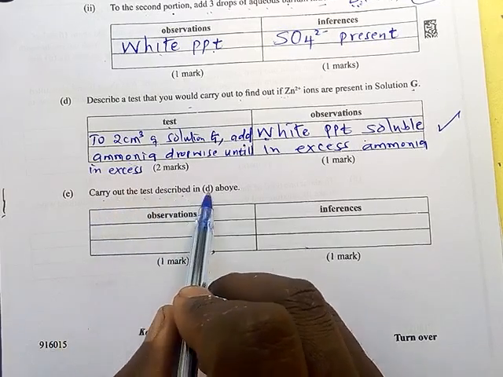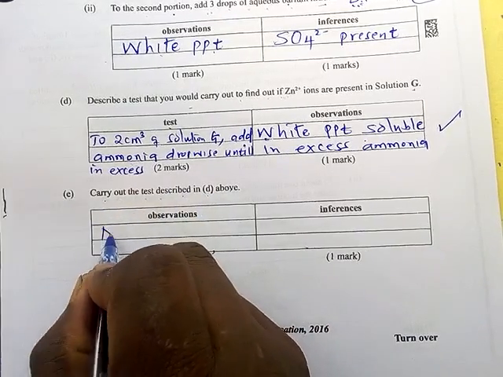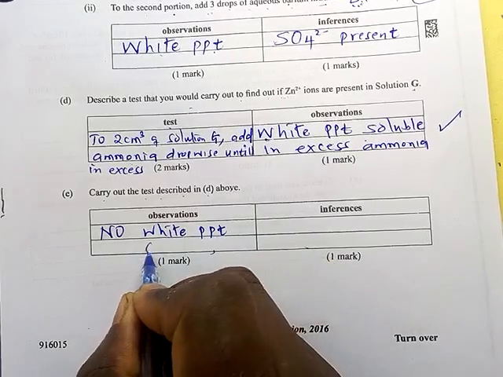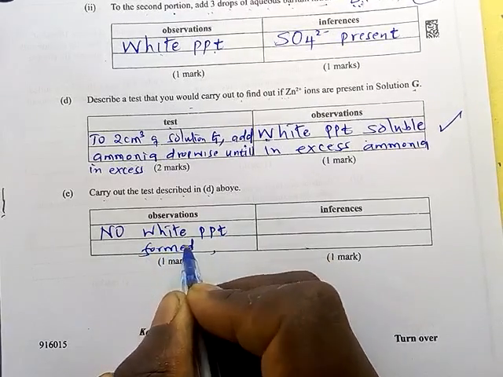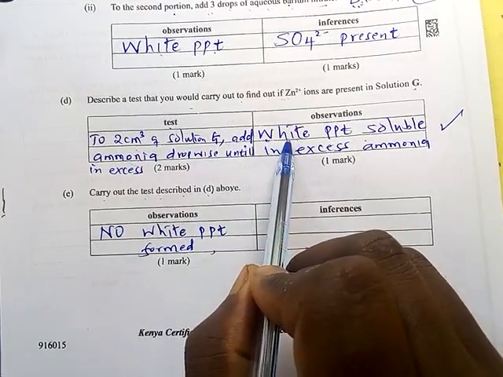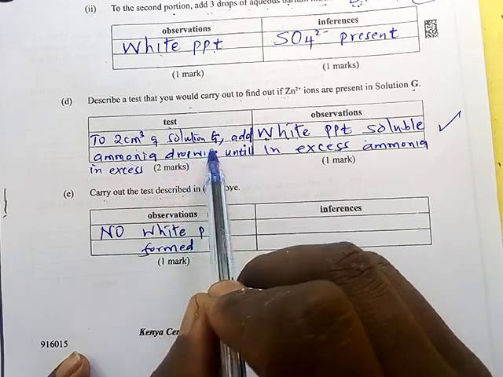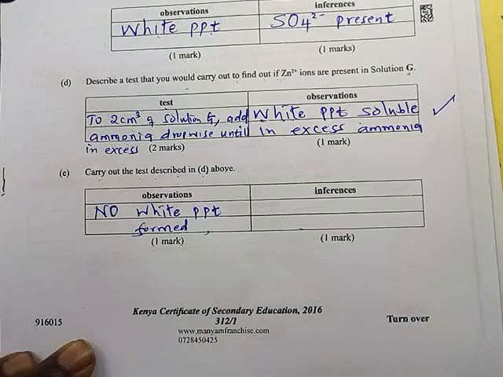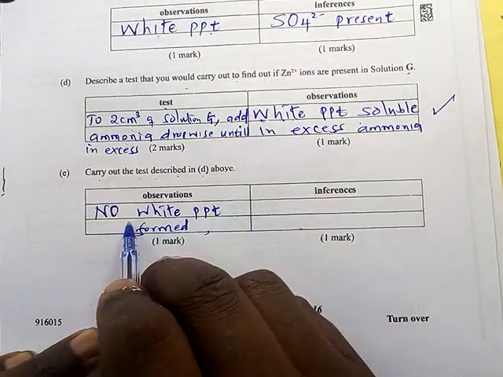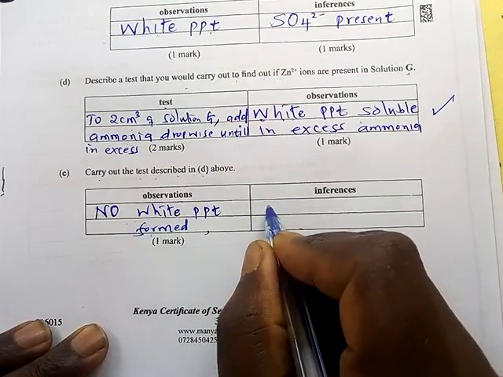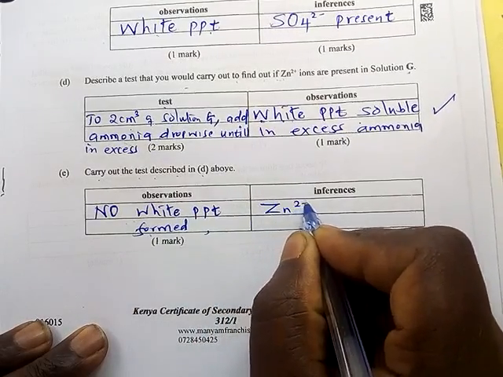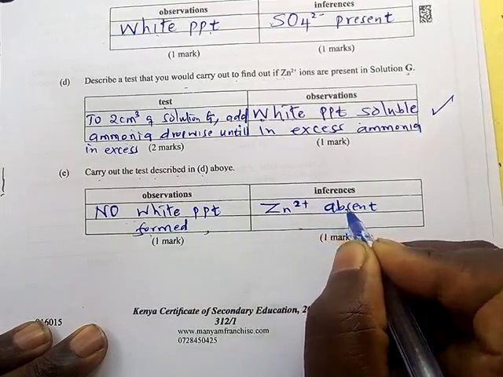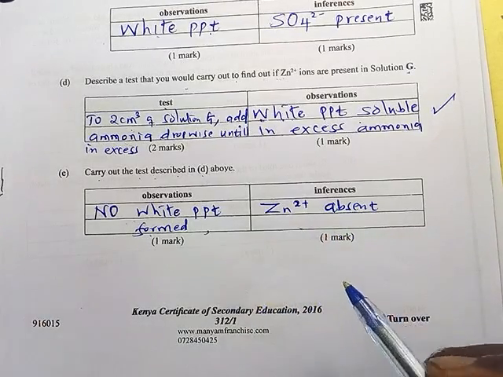So after carrying out the test, it was found out that no white PPT formed. So remember, this one, it was not the test. This one was a description. What do you expect? So here, since there is no white precipitate, it means that the zinc 2+ ions are absent. They are absent.